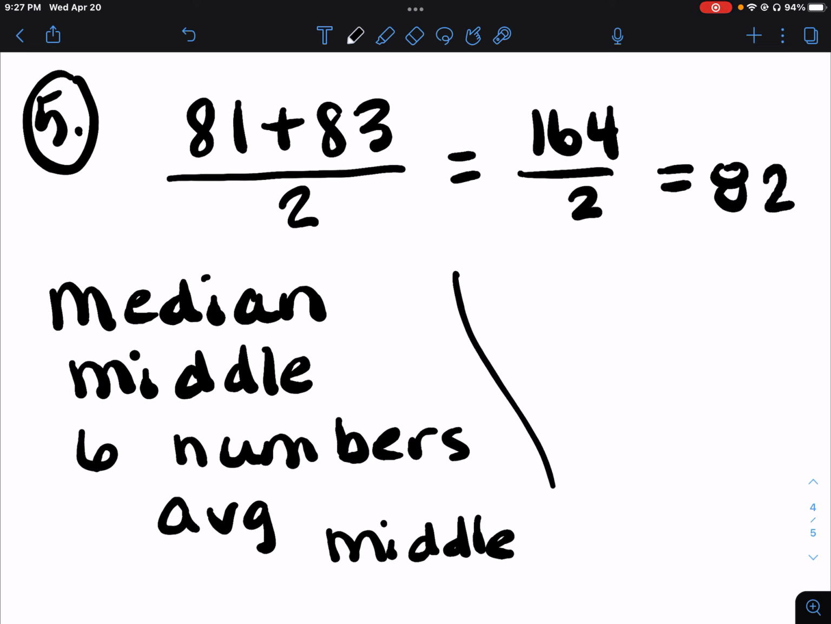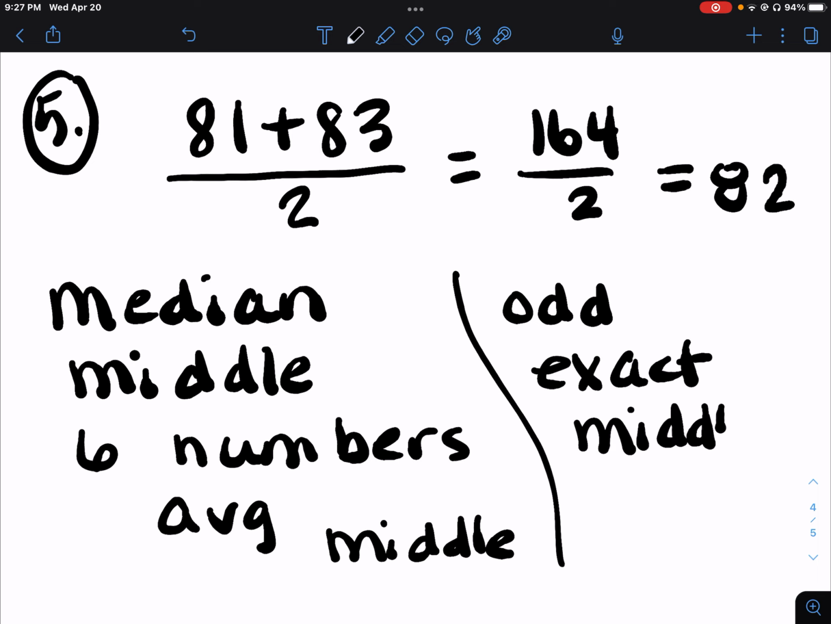Okay, if you have an odd number of numbers, there is an exact middle. Okay, like if you have 1, 3, 9, 10, 11, 9 would be the middle.